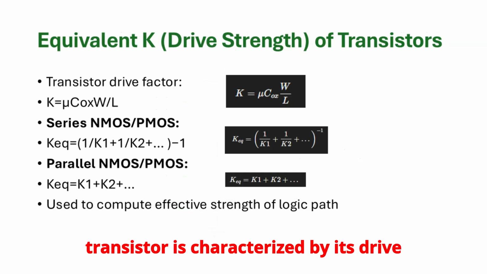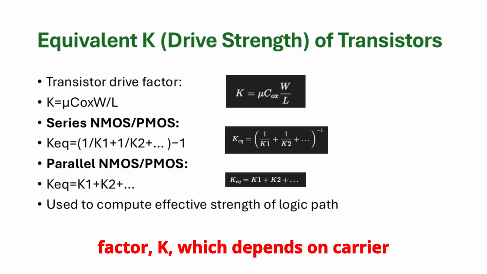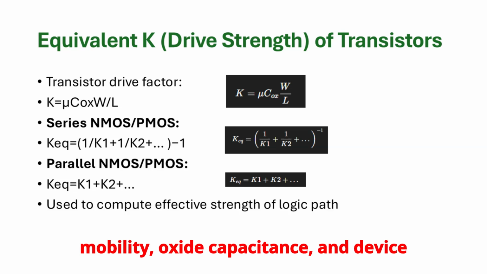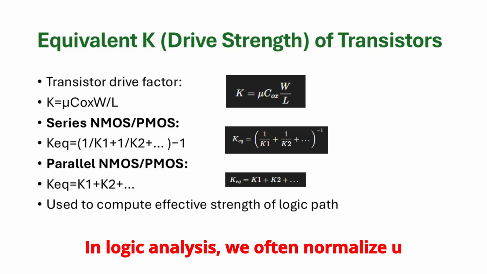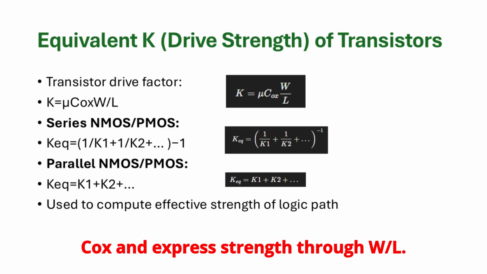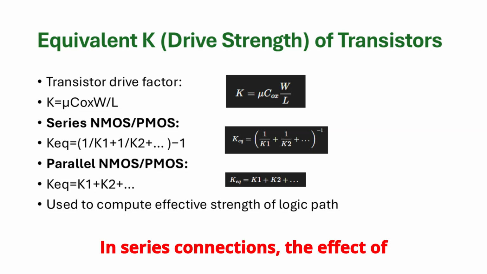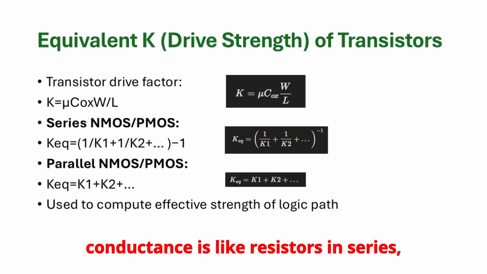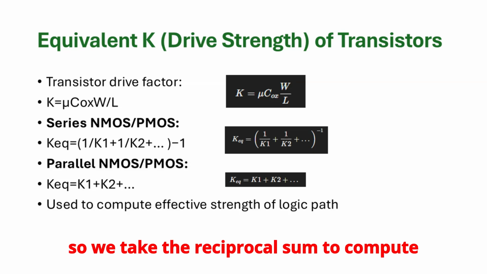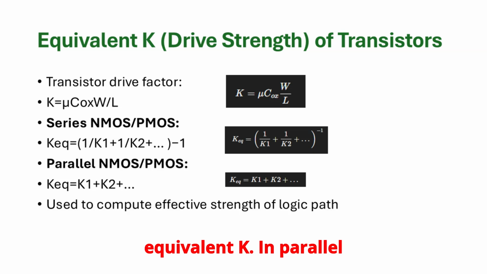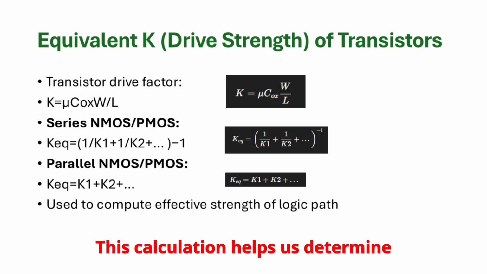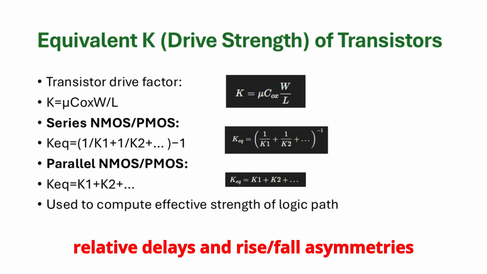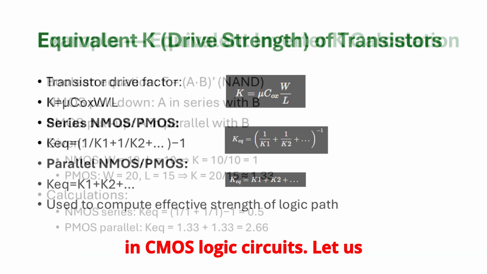Each MOS transistor is characterized by its drive factor, K, which depends on carrier mobility, oxide capacitance, and device geometry W divided by L. In logic analysis, we often normalize Cox and express strength through W/L. In series connections, the effective conductance is like resistors in series, so we take the reciprocal sum to compute equivalent K. In parallel connections, the strengths simply add. This calculation helps us determine relative delays and rise/fall asymmetries in CMOS logic circuits.